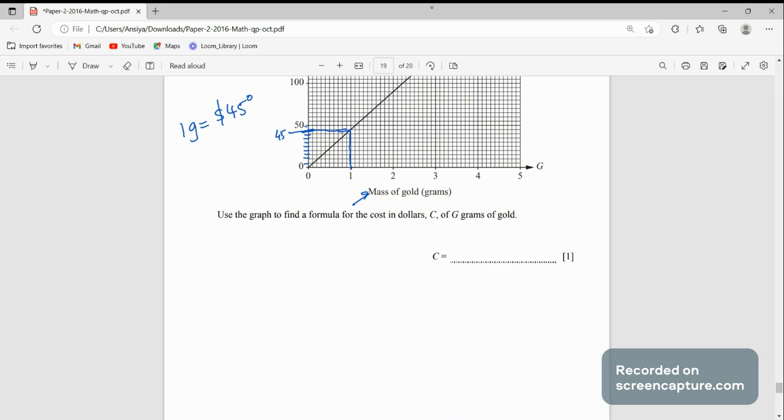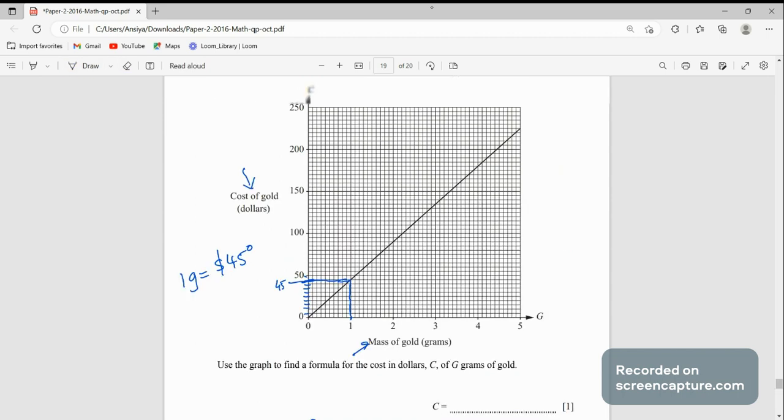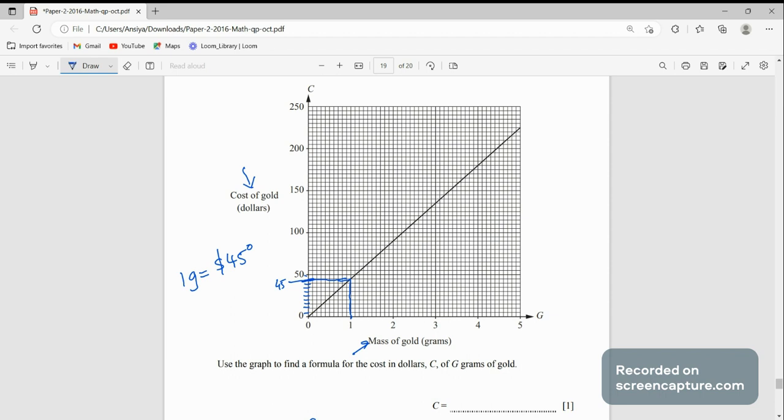Use the graph, it's a one mark question. Use the graph to find the formula for the cost in dollars C. So C equals something with G. It can be some number plus G, it can be some number multiplied by G. You need to find that out from the graph. So you have to look at the graph and see, is there any connection between C and G? Any constant relationship between C and G?